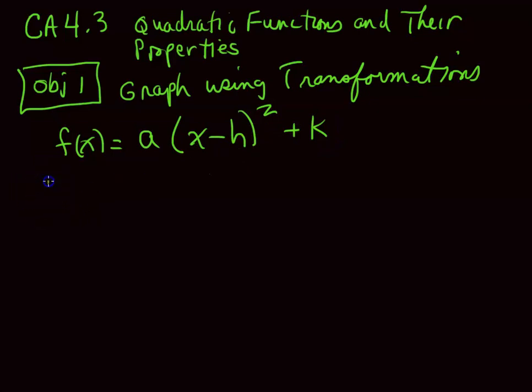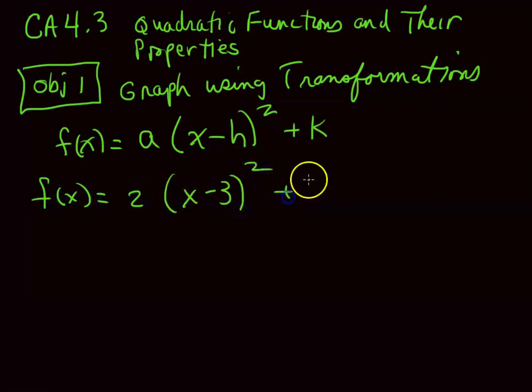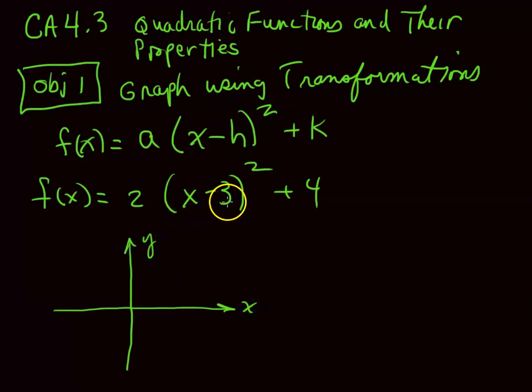So let's see if we can graph something like, I don't know, 2 times (x minus 3) squared plus 4. So this moves it 3 to the right and 4 up. Remember where the reference point is for these. So 3 to the right and 4 up. This is the new spot for the reference point.